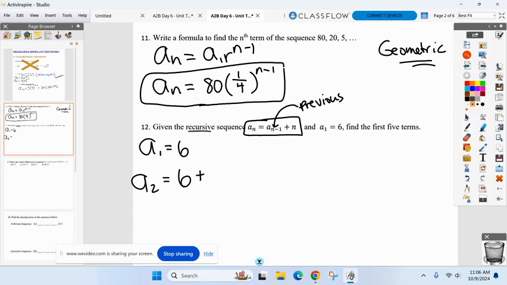I'm finding the second term. See how that works? Previous term plus the term I'm on. That's what n by itself means. Put the term you're on, which would give me what? 8. Ready for the third term, because I've got to find 5. Previous plus the term I'm on now. You picking this up now? Finish this. How do you find the fourth term?